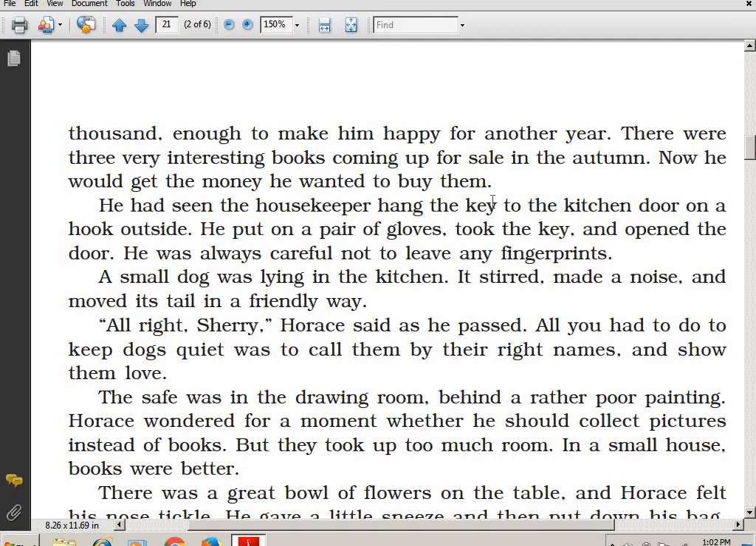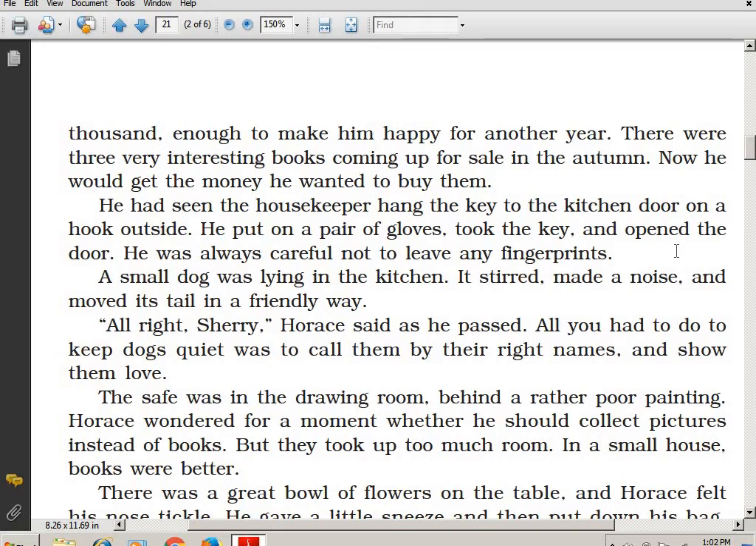He has seen the housekeeper hang the key to the kitchen door on a hook outside. He put on a pair of gloves, took the key and opened the door. He was always careful not to leave any fingerprints.